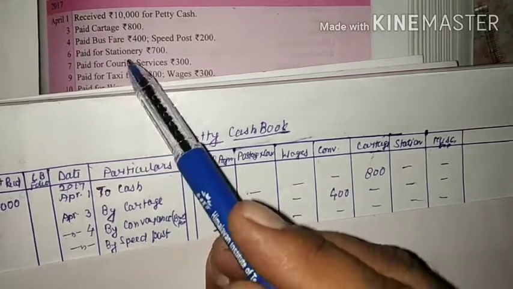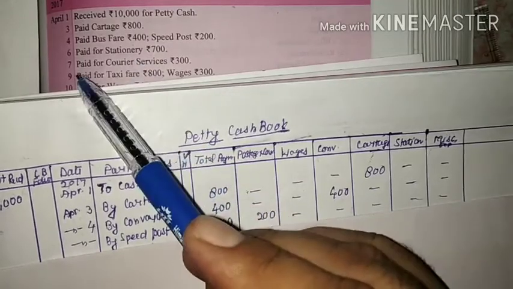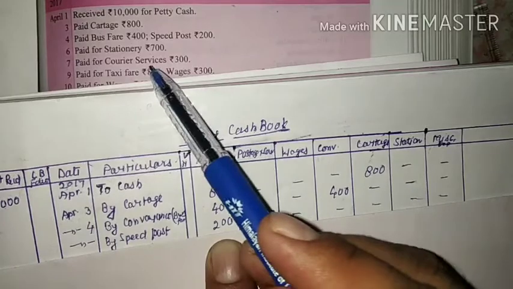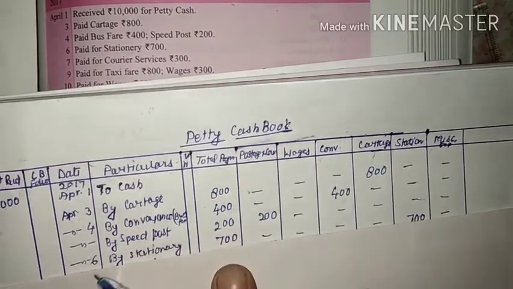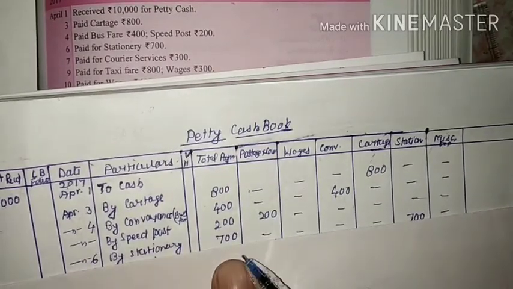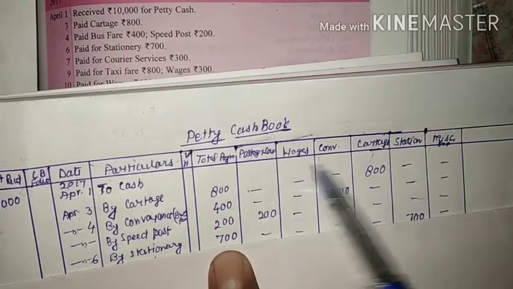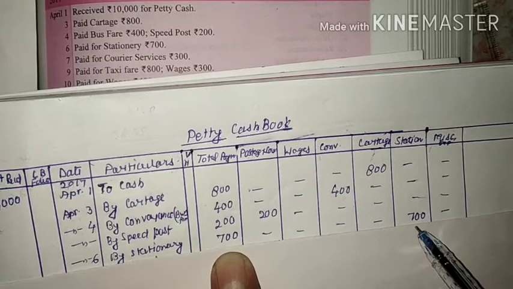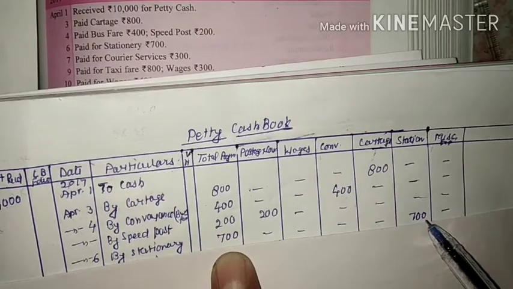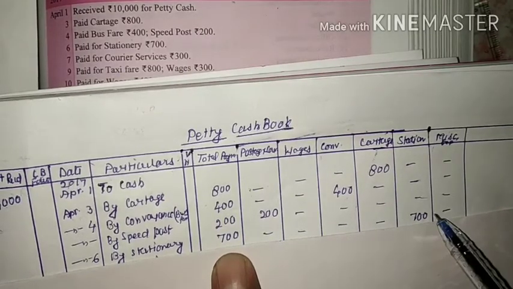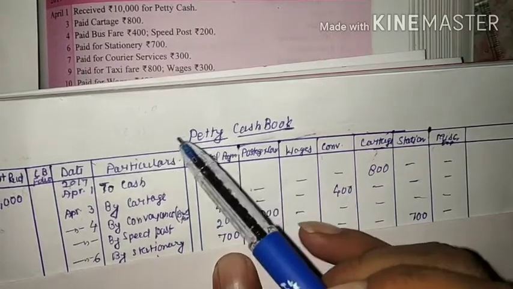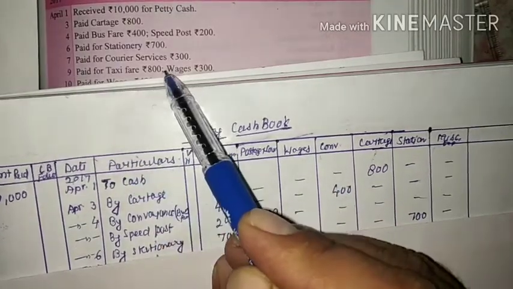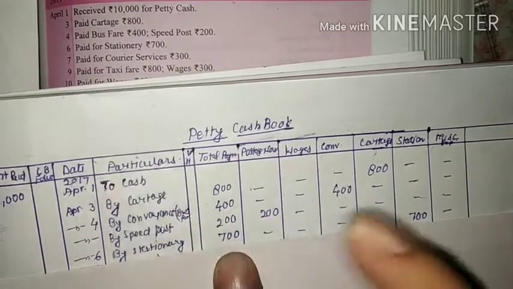Then comes the next one, on 6th, paid for stationery 700. So we have shown it here on 6th, By Stationery 700, and because there is a separate column for stationery, this amount of 700 will be put in the stationery column. And then the next date is 7th, paid for courier service, and this is done.